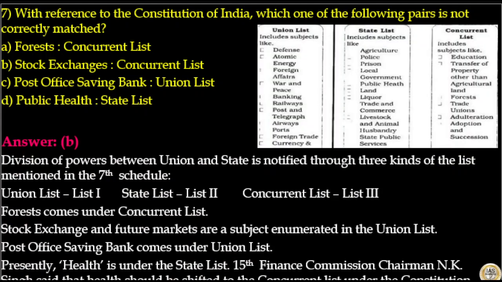Division of powers between union and state is notified through three kinds of lists mentioned in the 7th Schedule, that is, union list, state list and concurrent list. Forest comes under the concurrent list. Stock exchange and future markets are subjects enumerated in the union list. Post office savings banks come under the union list. Presently, health is under the state list. 15th Finance Commission Chairman N.K. Singh said that health should be shifted to the concurrent list under the Constitution. But now it is under the state list. So our answer to this question is option B.